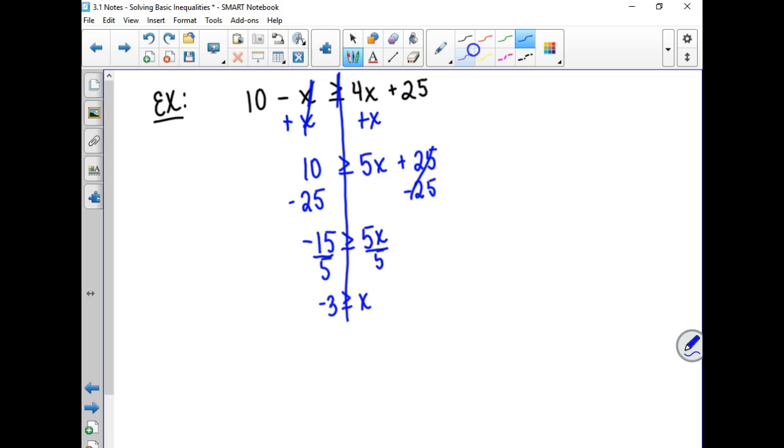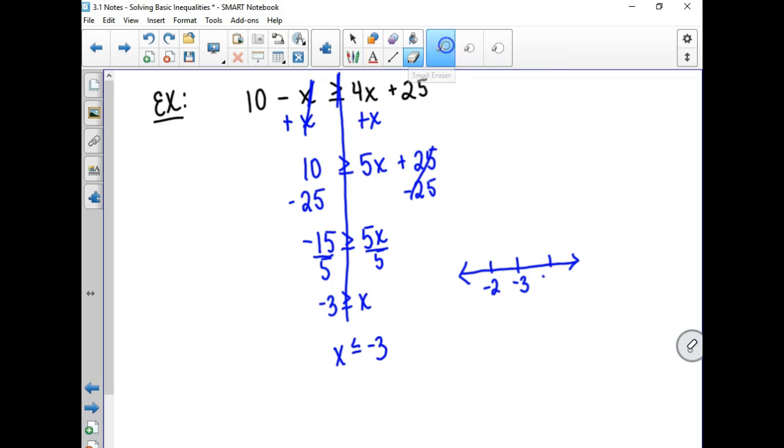Now I don't like to leave my answer with the x on the right-hand side. So I'm going to rewrite this. x is less than or equal to negative 3. It's more typical to see that x written first. If we graph this, we'll have negative 3, negative 2. I'm sorry, it's on the wrong side there. Negative 4, negative 2. We'll use a closed circle because of that or equal to, and it's less than, so we shade below.